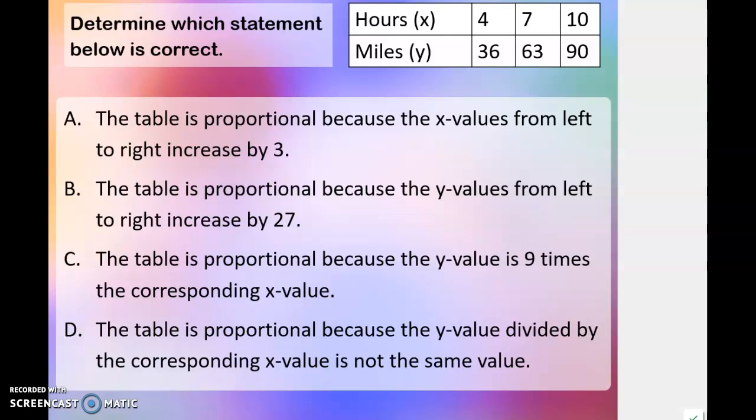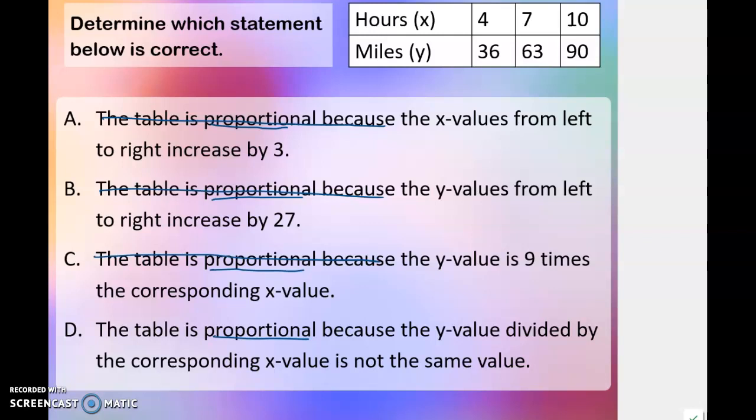All right, we need to determine which statement is correct. So if we look at A, it says the table is proportionate. B, the table is proportionate. C, the table is proportionate. And D, the table is proportionate. So we do not need to go back and check to see if this table is proportionate. All of them are. So none of this is going to alter.